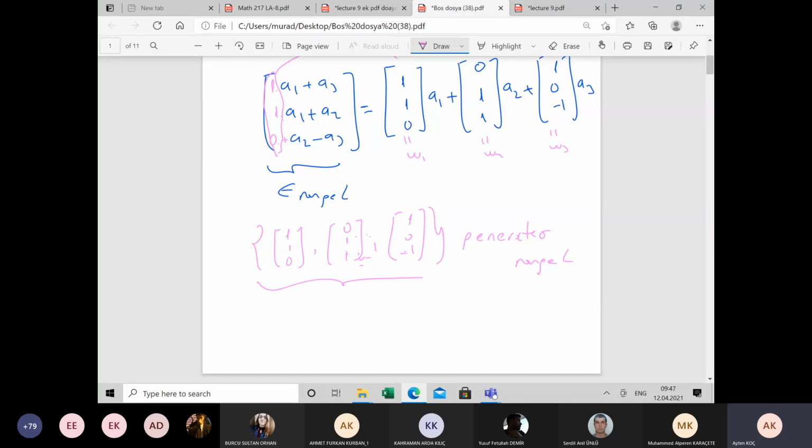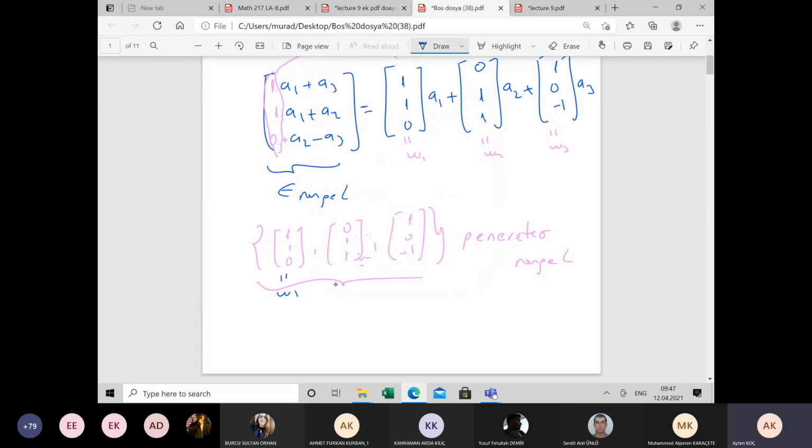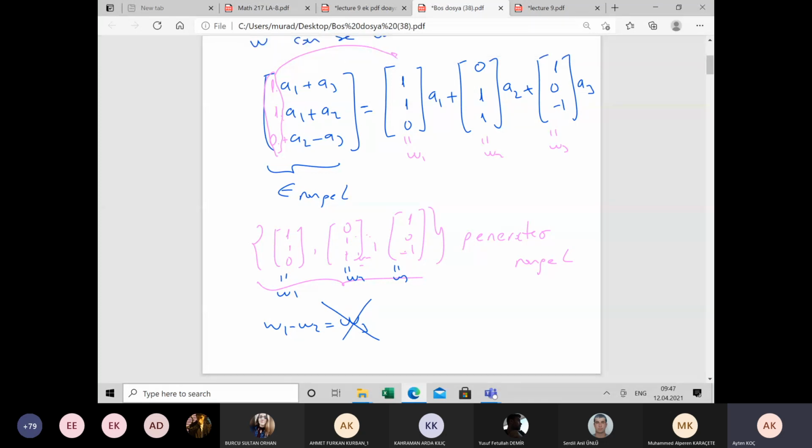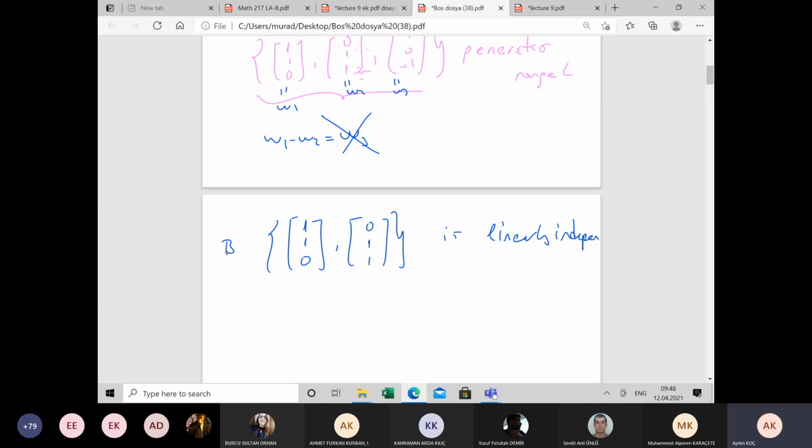Look at this one: this is W1, this is W2, this is W3. W1 minus W2 is equal to W3. So we can ignore W3 because it can be generated using W1 and W2. Eliminate W3, and 1 1 0, 0 1 1 is a linearly independent set. So this is a basis.